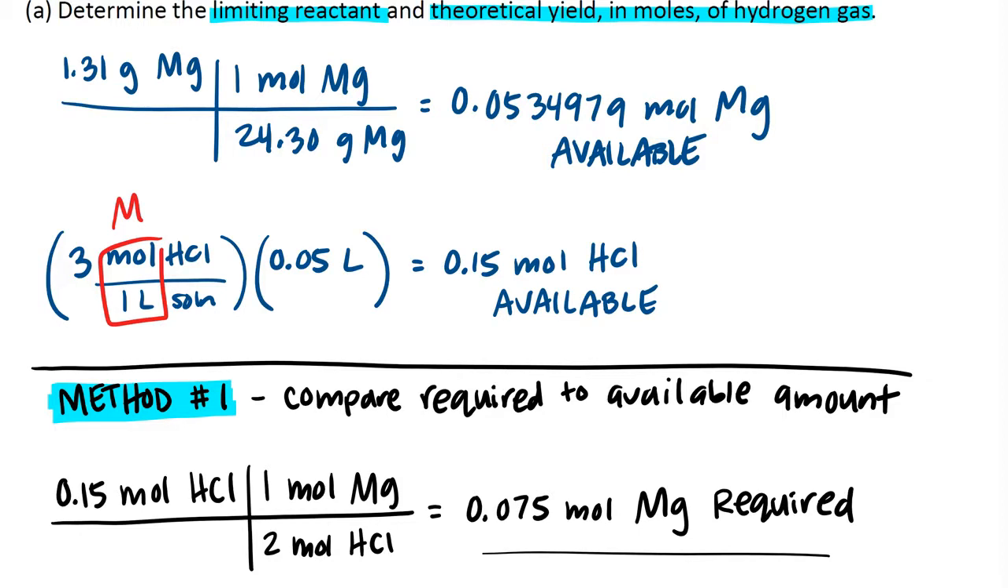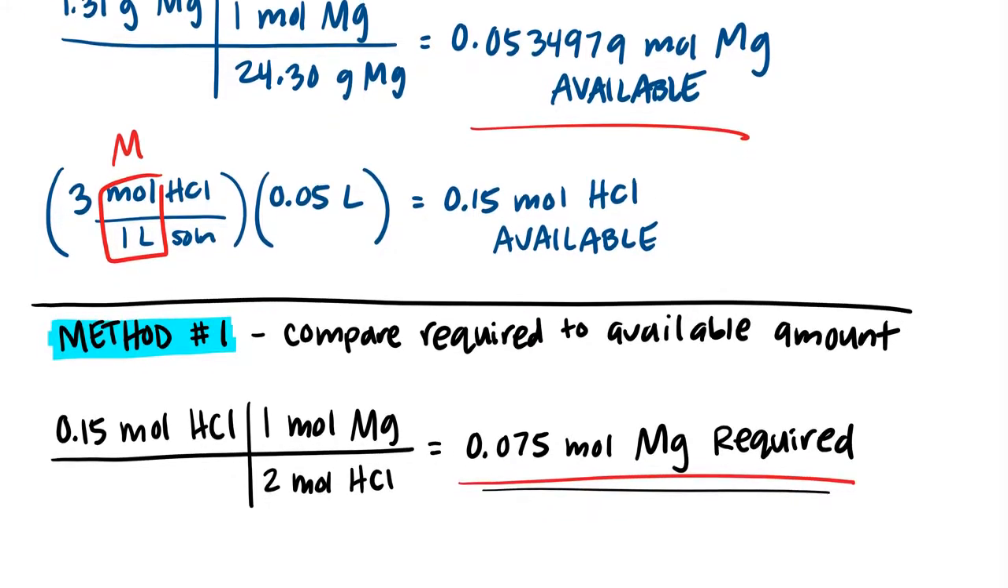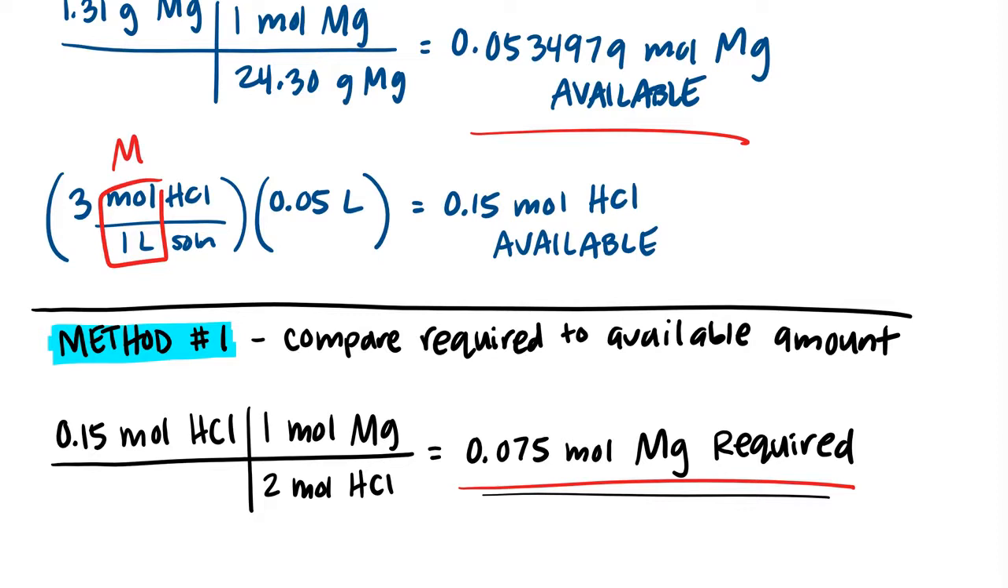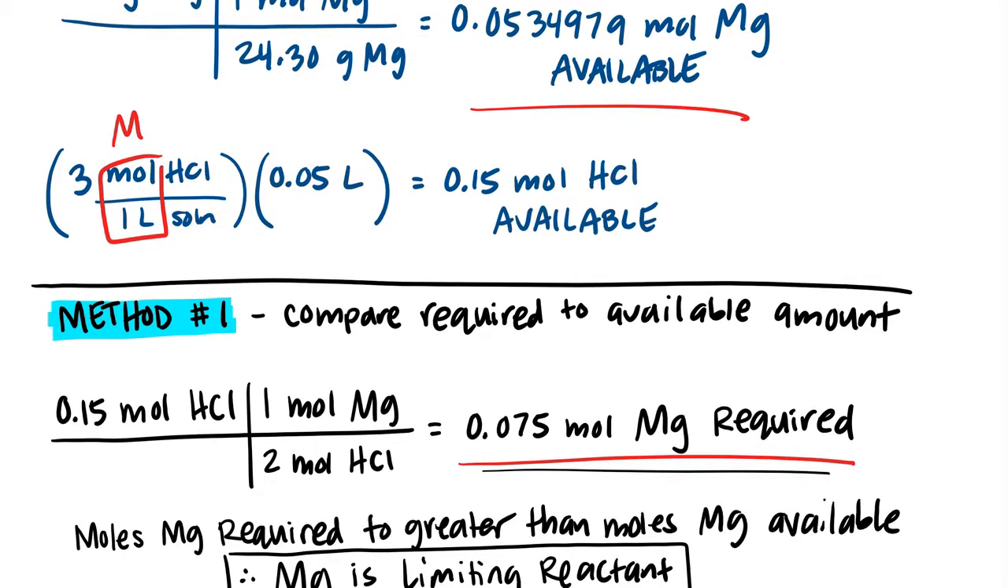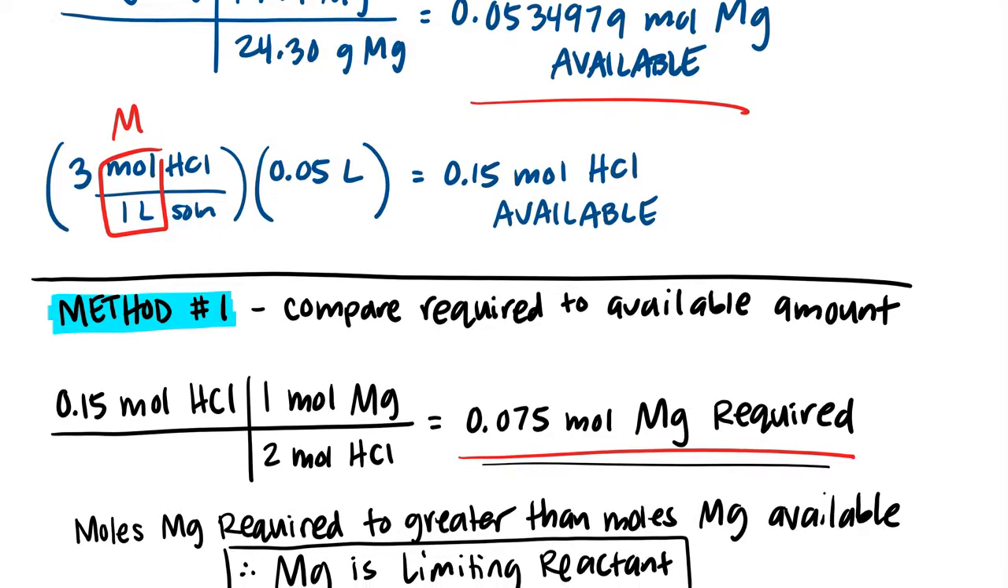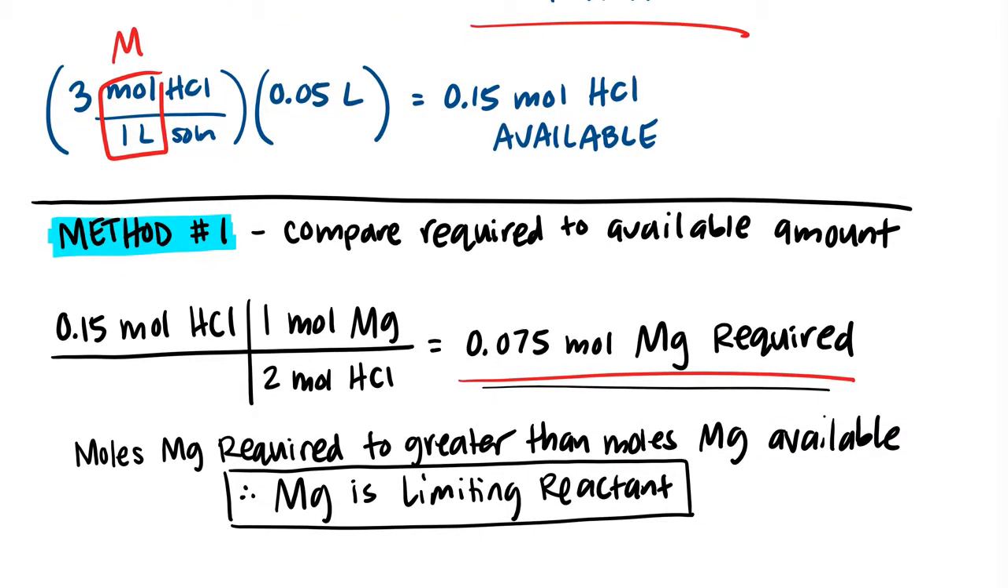And so what we're really doing is we're comparing this value, 0.075 required, to the value available, the magnesium. So you can see here how the amount of magnesium required is greater than the amount of magnesium available. So because we don't have enough magnesium, magnesium is the limiting reactant.